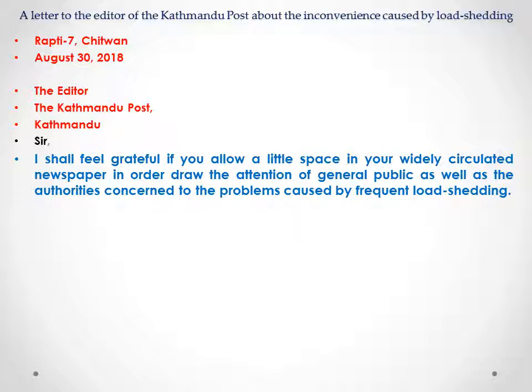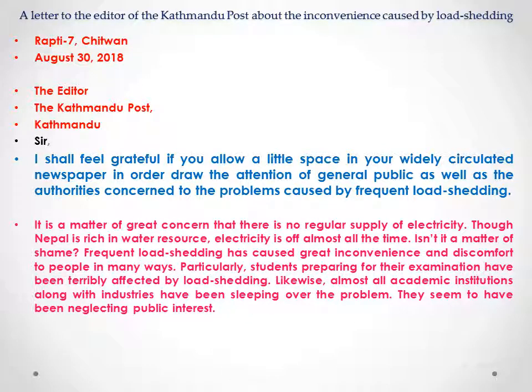Now it goes like this: I shall feel grateful if you allow a little space in your widely circulated newspaper in order to draw the attention of the general public as well as the authorities concerned to the problems caused by the load shedding. And after writing the first paragraph, now let's go to the body of the letter. While writing the body of the letter, we have to mention the problems and causes and its consequences of the subject matter. Now let's see an example which is about load shedding.